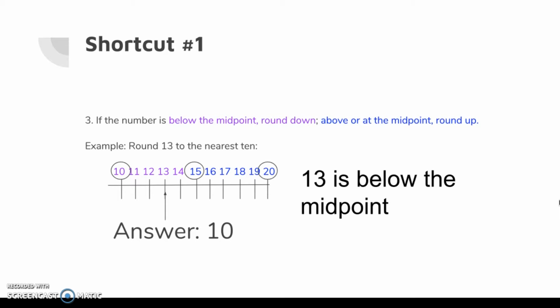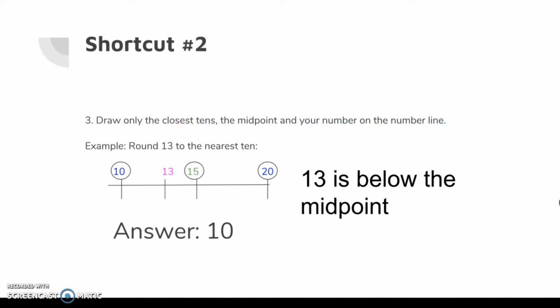All of the numbers in purple are below the midpoint, so if my example was to round 10, 11, 12, 13, or 14 to the nearest 10, the answer will always be 10. If you look at the blue numbers, 15 through 20 are all going to be rounded up to 20, since they start at the midpoint and go up to the bigger number. So our answer would actually be 20 for numbers 15 through 20.